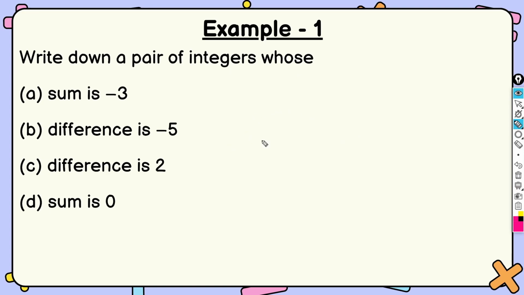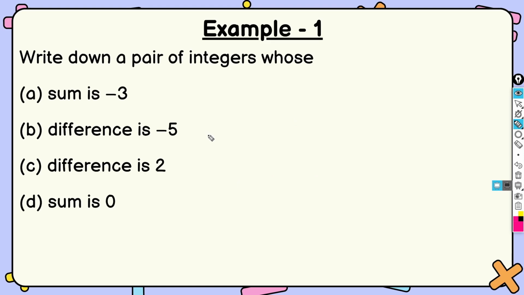Similarly, write down a pair of integers whose difference is minus 5. So the difference of two numbers should be equal to minus 5. Let one number be 10, the other number will be 15. So 10 and 15 are the two integers whose difference is minus 5. Similarly, let us take one more pair of numbers whose difference is minus 5. Let this be minus 5. Minus 5 minus 0 is equal to minus 5. So minus 5 and 0 are also a pair of integers whose difference is minus 5.